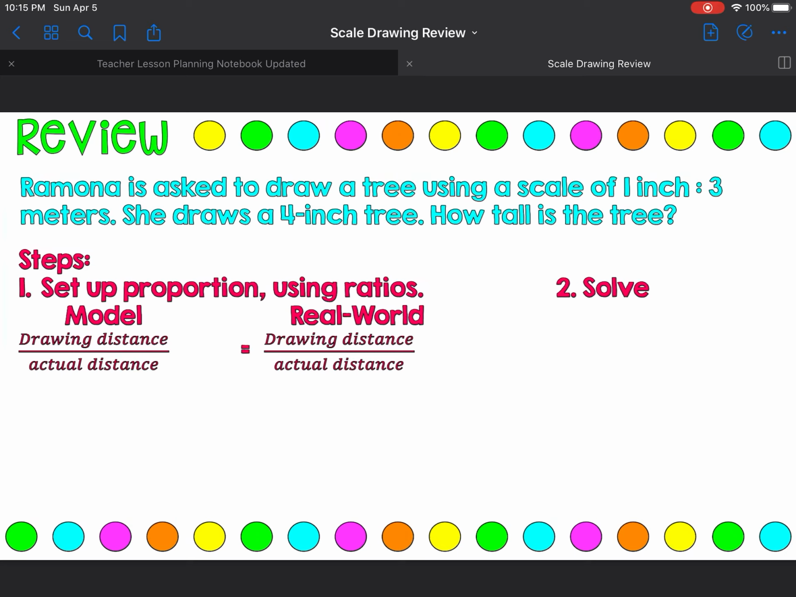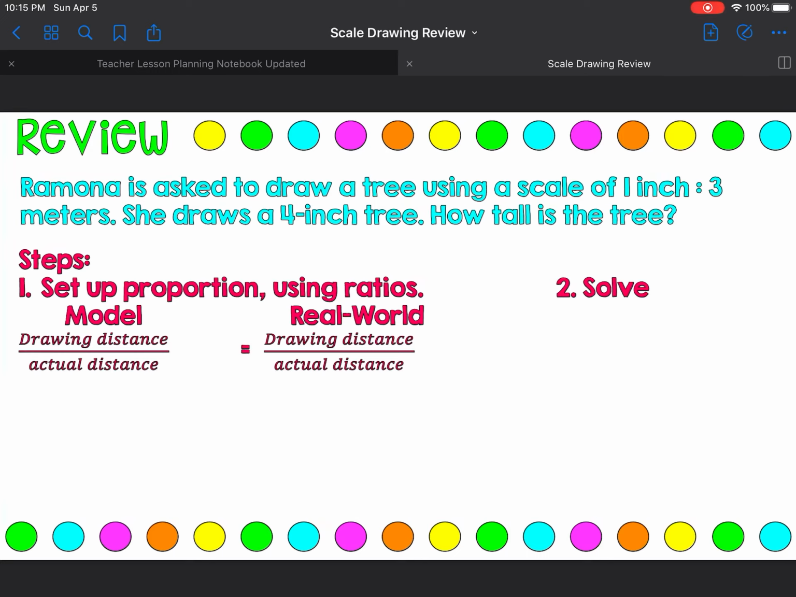The first one I want to look at is Ramona. Ramona is asked to draw a tree using a scale of 1 inch to 3 meters. She draws a 4-inch tree. How tall is the tree? So it wants to find the actual height of the tree.